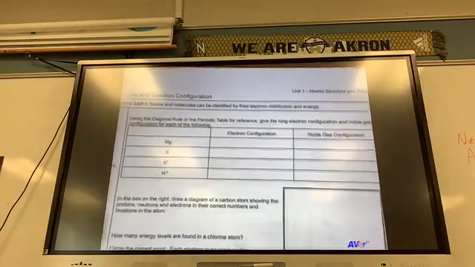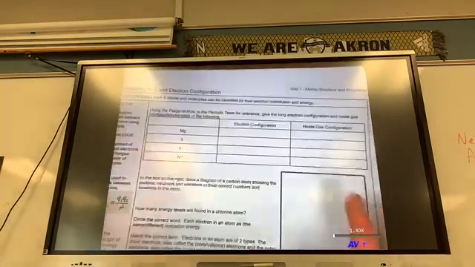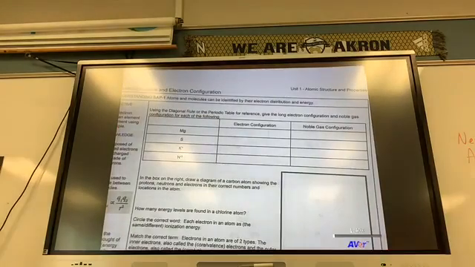Electron configurations. Okay. No, these I can do. Okay. 1s2, 2s2, 2p6. Not out loud. We'll come back. It's easy.